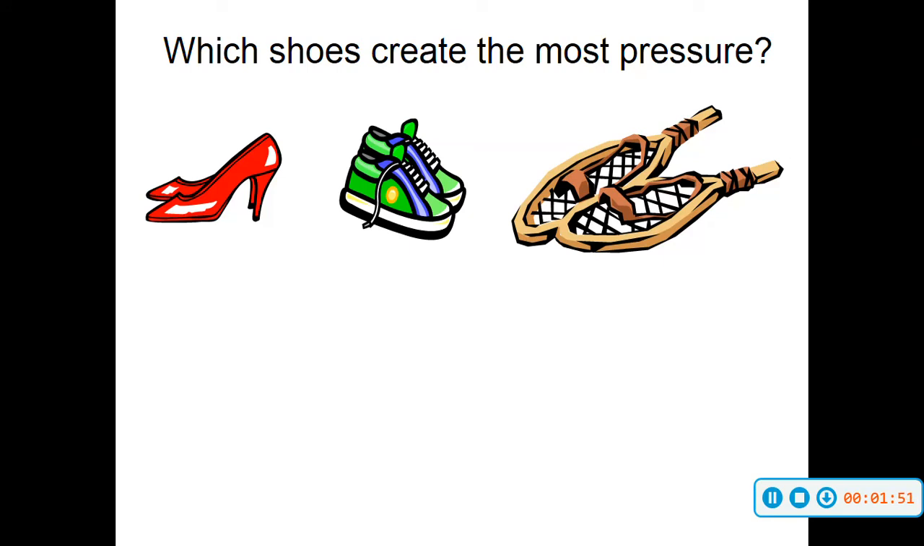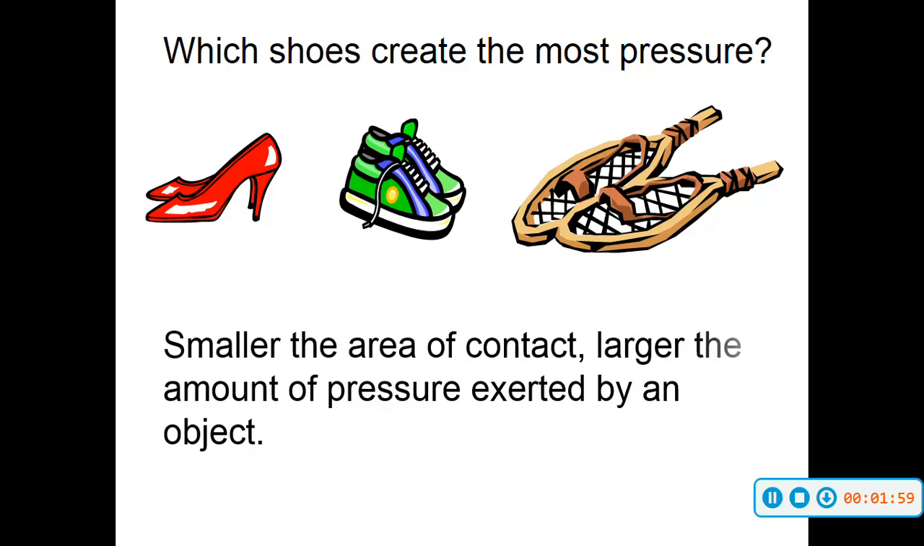I'll give you a second to think about it. You should have picked the red heels, and the reason is because the smaller the area of contact, the larger the amount of pressure exerted by an object. It's kind of like walking on your tiptoes all day versus wearing sneakers. Which one are you going to feel more pressure with? Obviously walking on your toes. That's a lot harder than walking on your feet like you normally do.